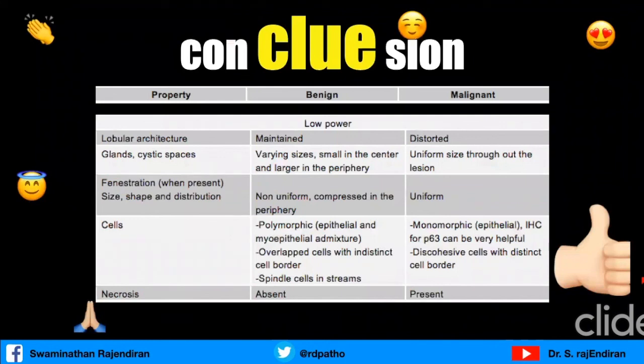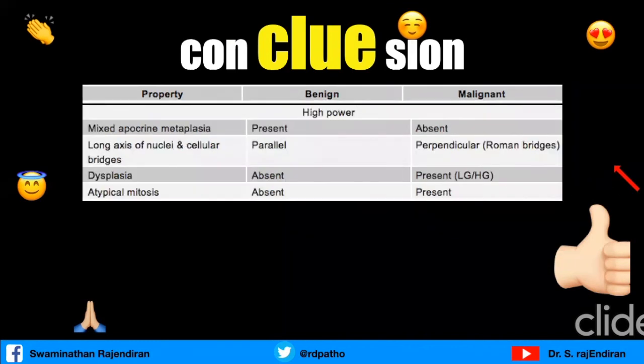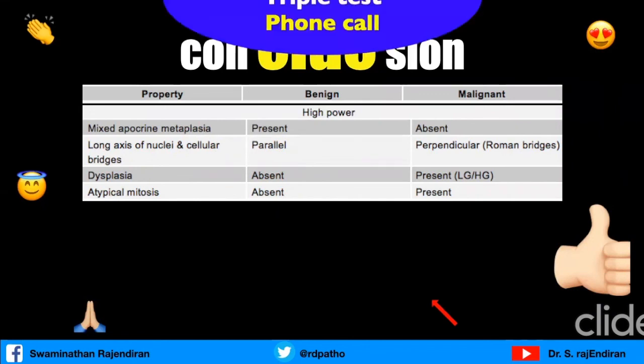So to conclude, benign or malignant, go to low power, high power, and IHC. Architecture maintained, varying sizes and shapes, pushing margin in the periphery, compressed, cells arranged in a polymorphic pattern, no necrosis, they are all benign. Just opposite is malignant. Take a snap of this. Coming to high power, metaplastic cells, long axis parallel, dysplasia absent, atypical mitosis absent, benign.